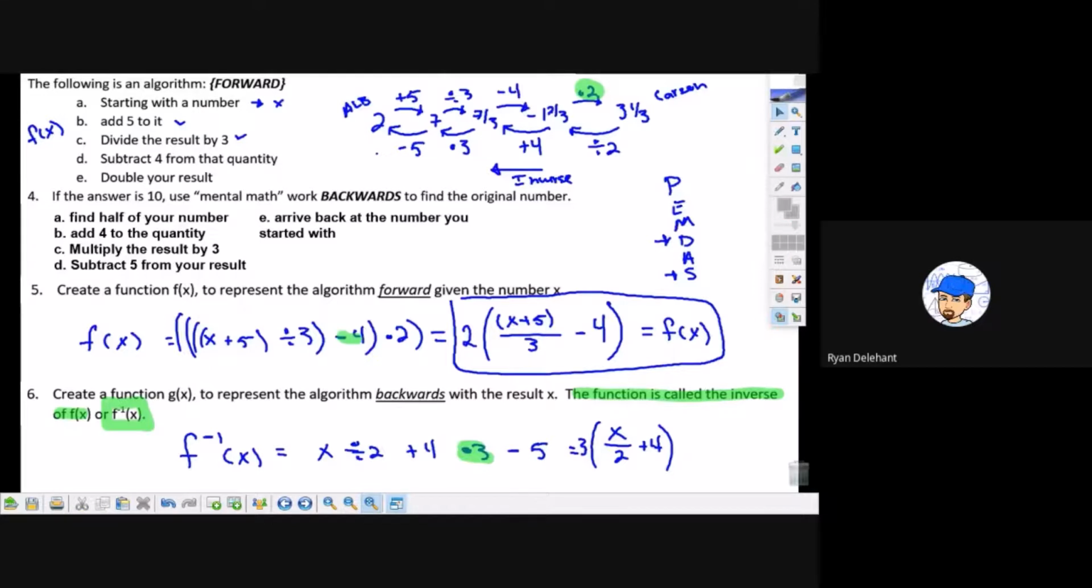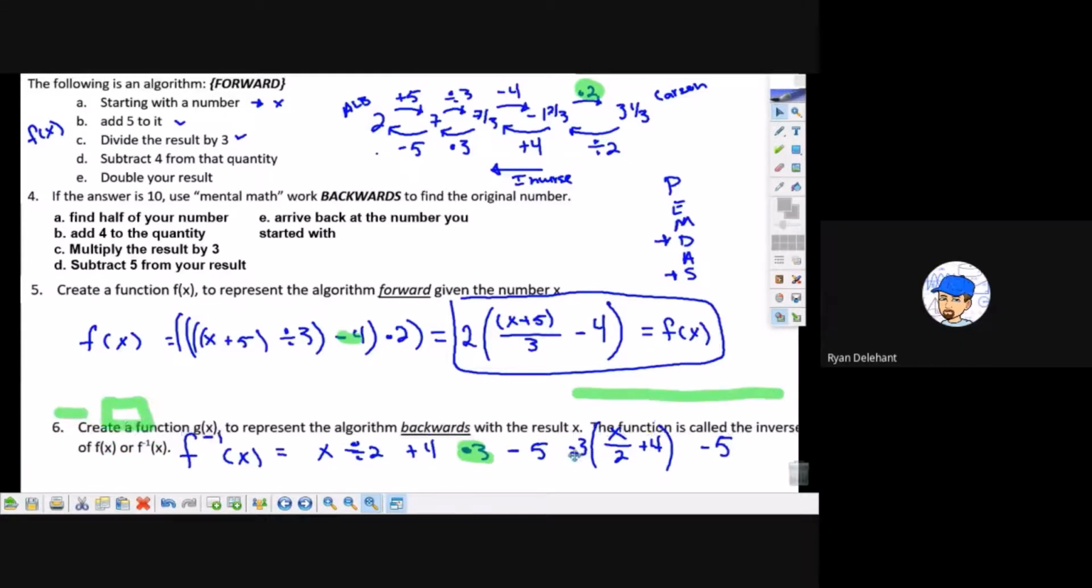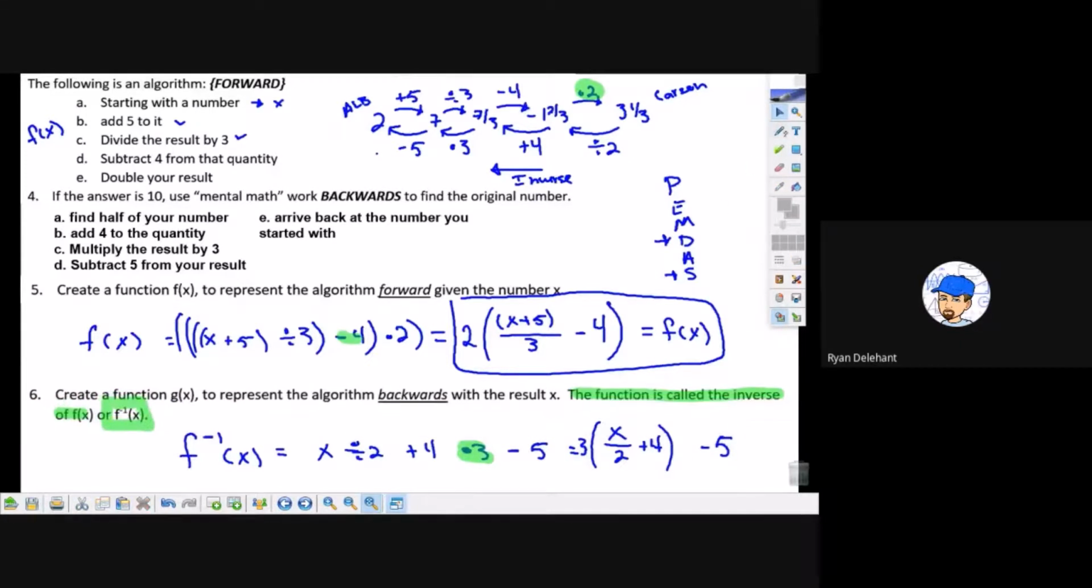Do we normally multiply and then subtract? That's the correct order of operations. So that means I just need to put a minus 5 here. And this is my inverse function, guys. This is f of negative 1 of x.